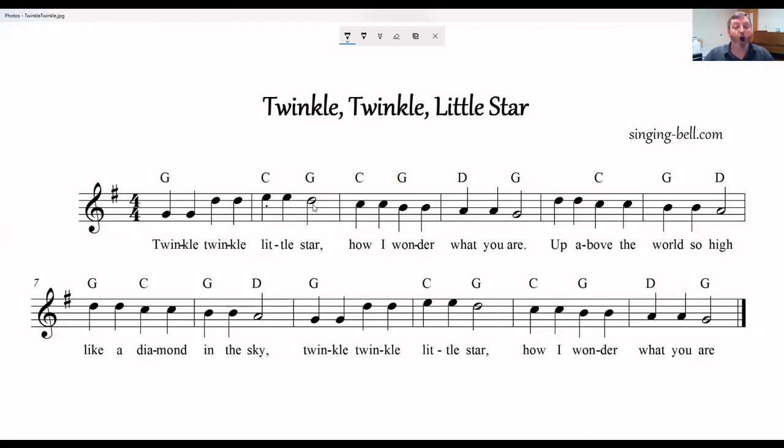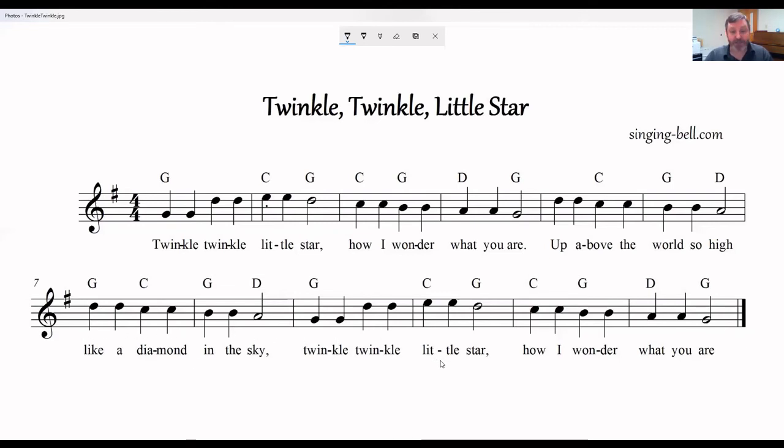Now, if we took all the other lines from our song Twinkle, Twinkle, Little Star and we placed them onto our treble clef, here's what the entire song should have looked like when you wrote it down on your musical staff lines.